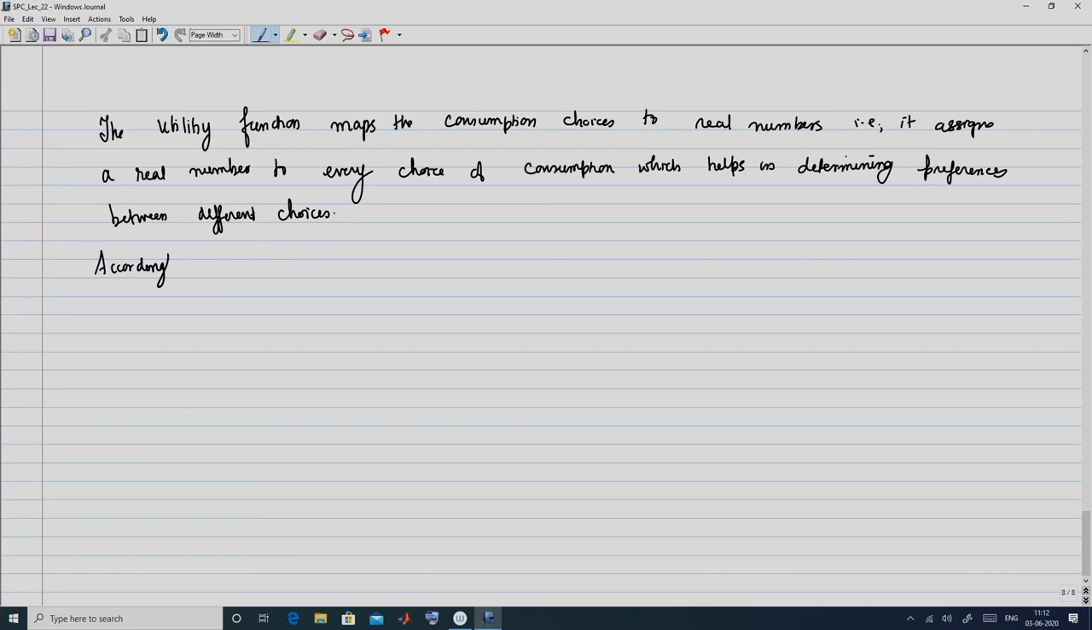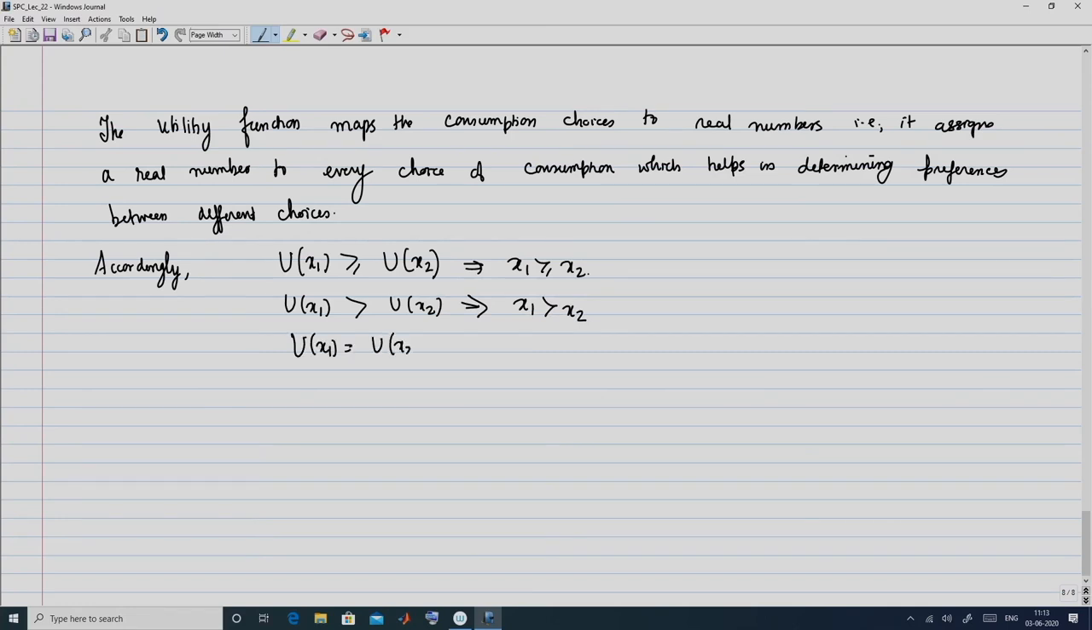So, accordingly, if u of x 1, that means the util of x 1, is greater than or equal to that of x 2, this will imply that x 1 is preferred at least as much as x 2. If u of x 1 is strictly greater than u of x 2, then it implies that x 1 obviously is preferred over x 2. And if u of x 1 is equal to u of x 2, this means that the investor is indifferent to the two choices x 1 and x 2.